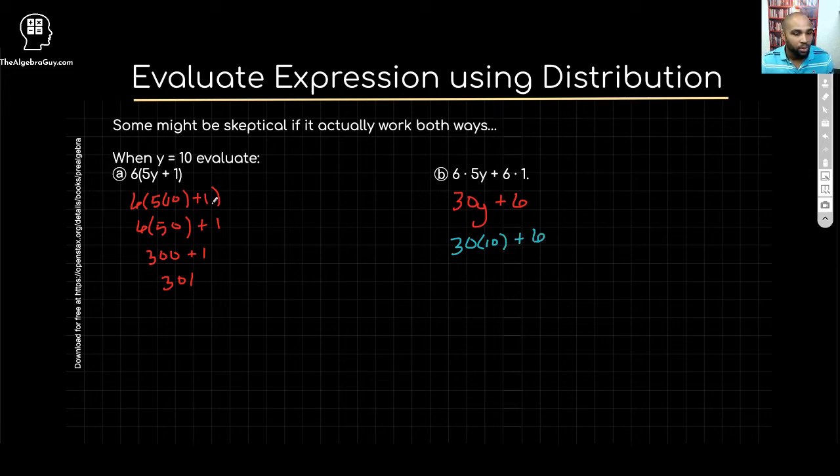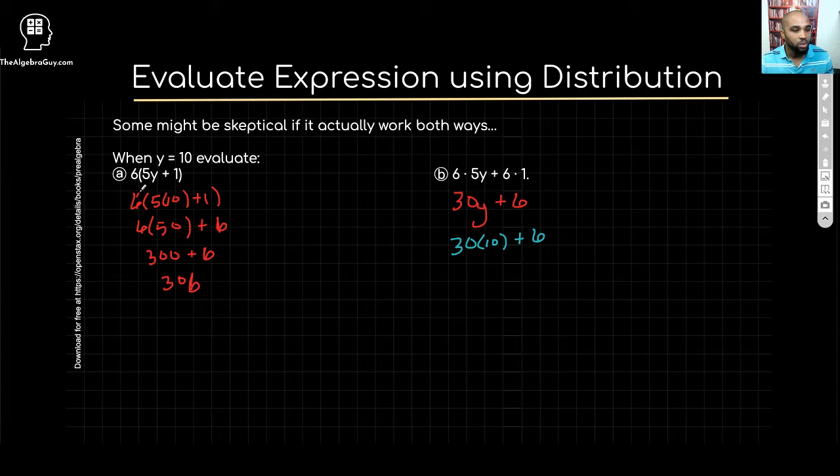Why am I not getting... oh, okay, I see why. I did not distribute correctly. I made the mistake that I said students make. I get the 50 here, but I didn't distribute my 6 to this 1 to make that a 6. I knew I wasn't about to get the right answer, and why not?